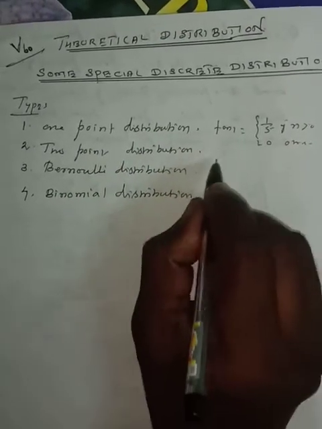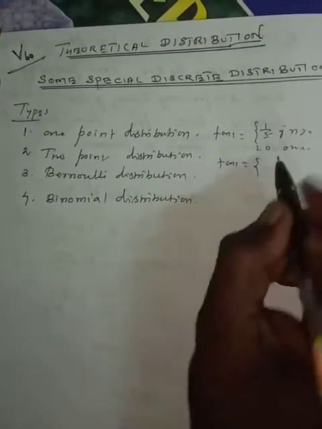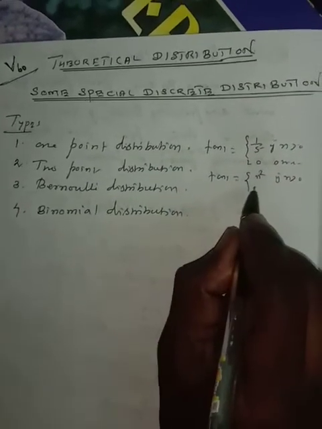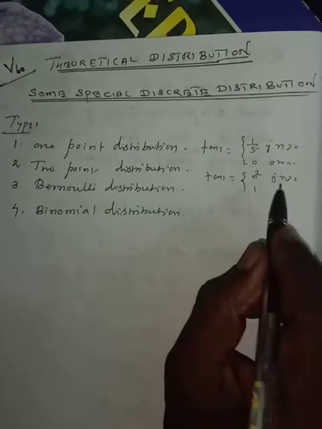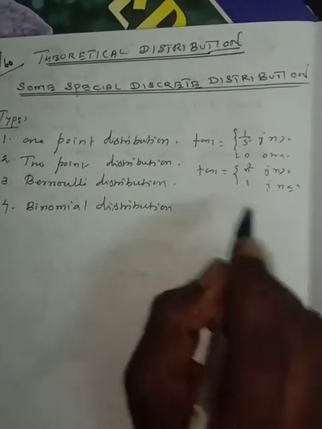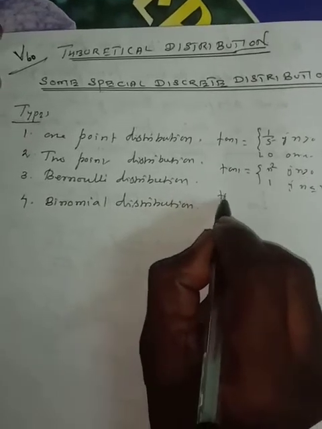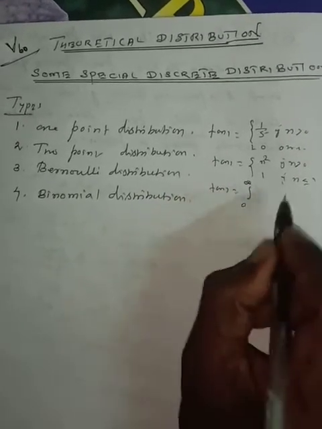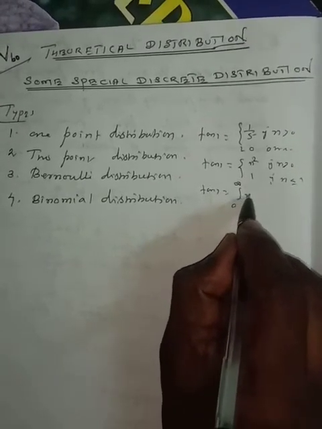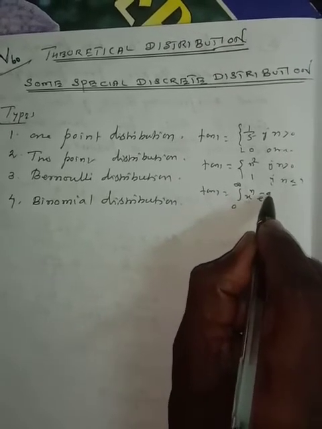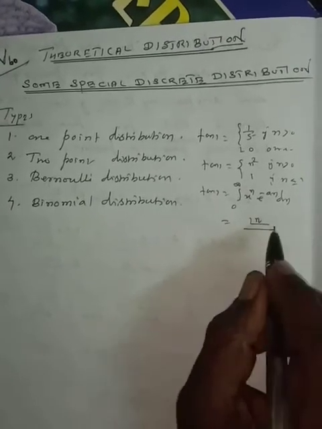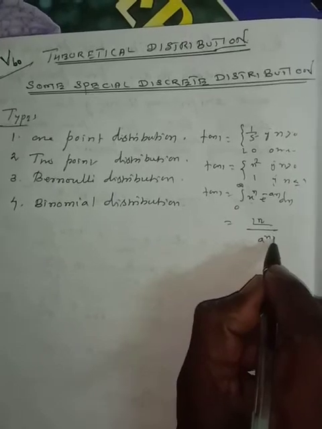Two point distribution. F of x equal to some x square if x is greater than 0. Next, constant r0 if x is less than or equal to 1. Okay. Next, Bernoulli's distribution. F of x is given by the integral from minus infinity to plus infinity. In this case, the integral from 0 to infinity of x to the power of n e to the power of minus ax dx is equal to n factorial divided by a to the power of n plus 1.